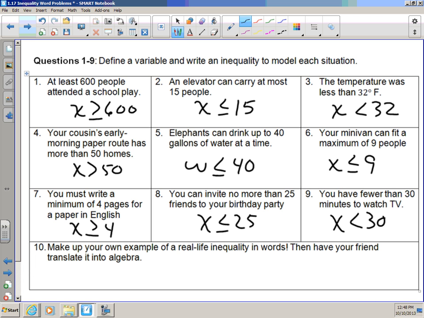Okay? One of the other things you can do with these inequalities is when you go back and read the words, you can substitute numbers into your inequality to see if it makes sense. An elevator can carry at most 15 people. Can it carry 15 people? Yes. So the equal sign does it. Can it carry 14 people? Yes. That's less than 15. Can it carry 16 people? No. So that would not make this true. Okay? And that's why this is a correct inequality.